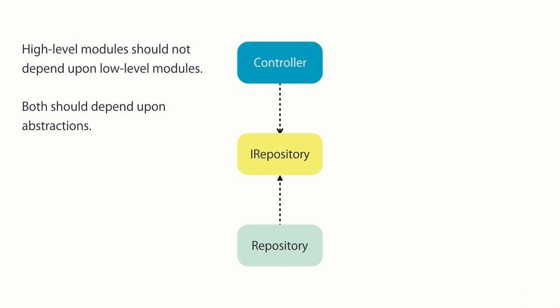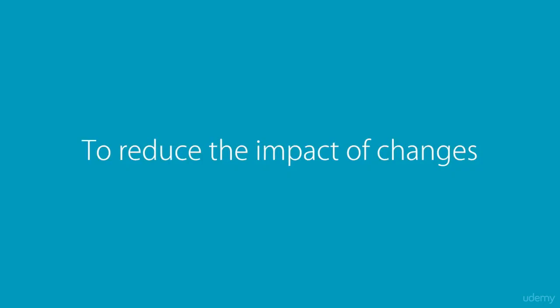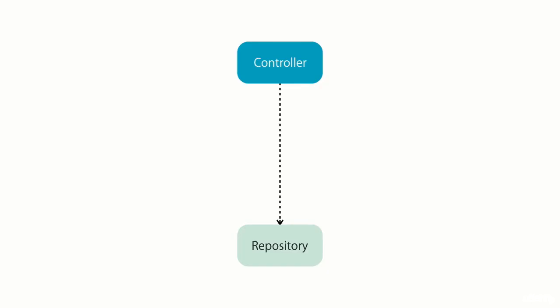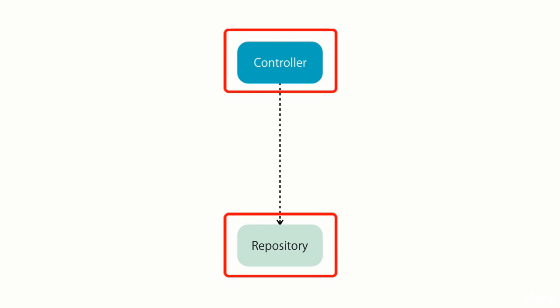Why do we use the dependency inversion principle? The answer is to reduce the impact of changes. So back to this original picture. With this dependency between the controller and the repository, anytime we make a change in this class, the controller needs to be recompiled, and all the classes that are dependent upon this class should also be recompiled. And this also means the assemblies in which these classes are defined need to be redeployed.